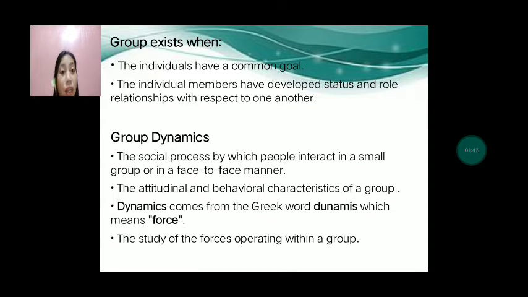So, we will next tackle group dynamics. Group dynamics talks about the social process by which people interact in a small group or in a face-to-face manner. It is also the attitudinal and behavioral characteristic of a group, and group dynamics talks more about the force that exists in a certain group. Dynamics comes from the Greek word dynamis, which means force.